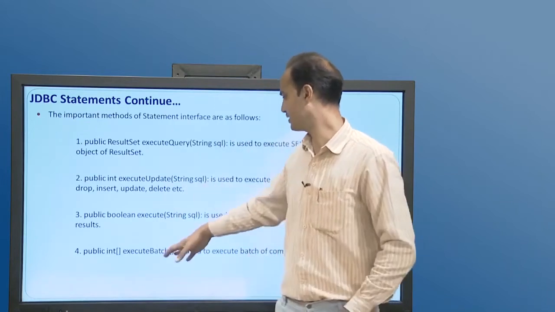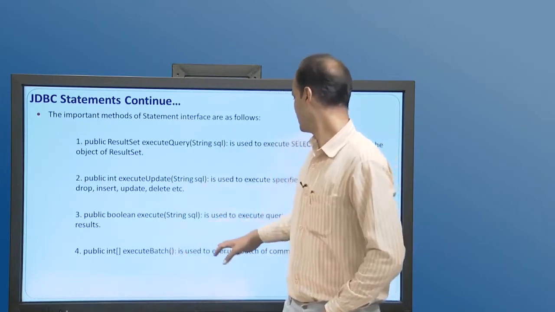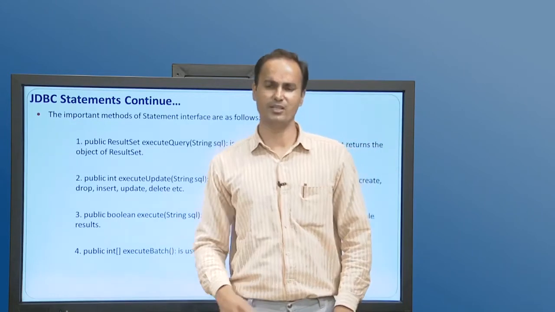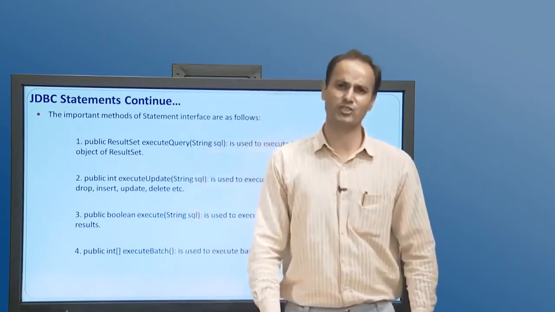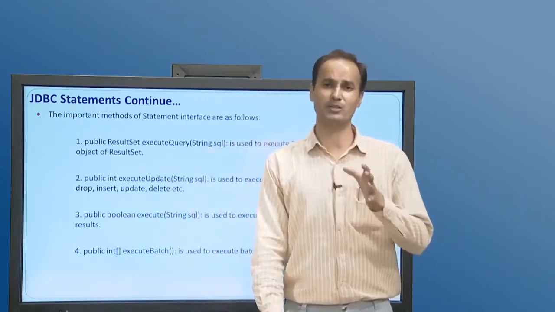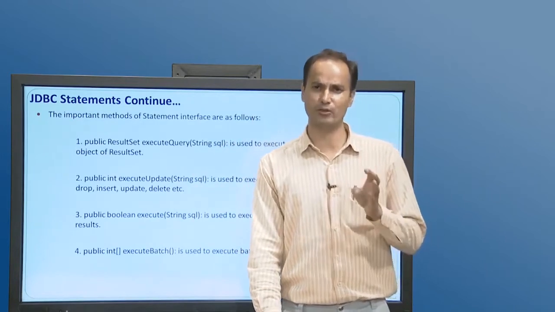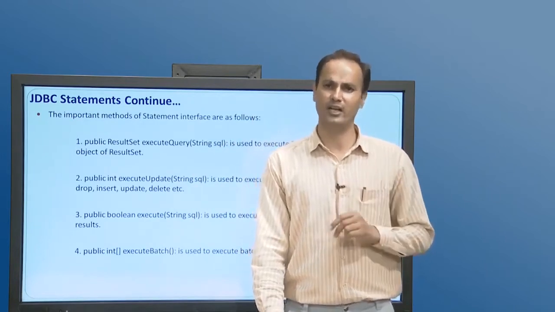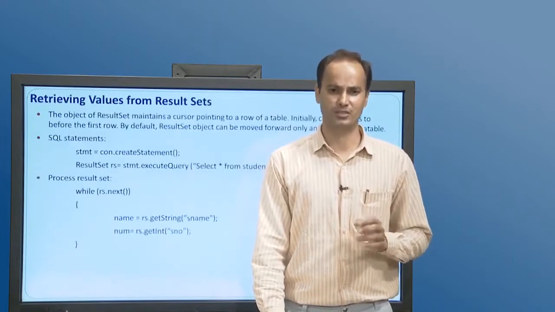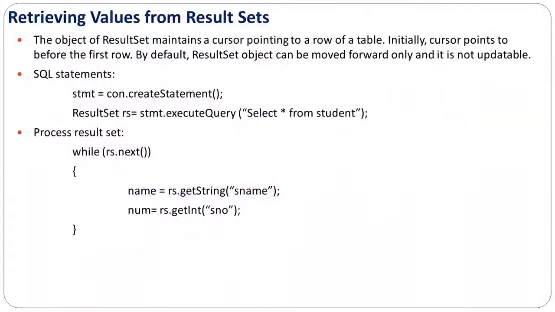Then the execute batch method is there, which is used to execute a batch of commands. So, these are the main important methods of the statement interface: execute query, execute update, execute, and execute batch. Now, once we have used methods of statement, we will retry. So, first we have used the methods that execute.